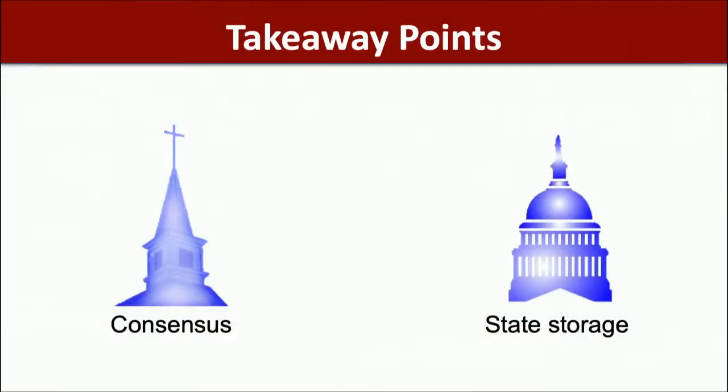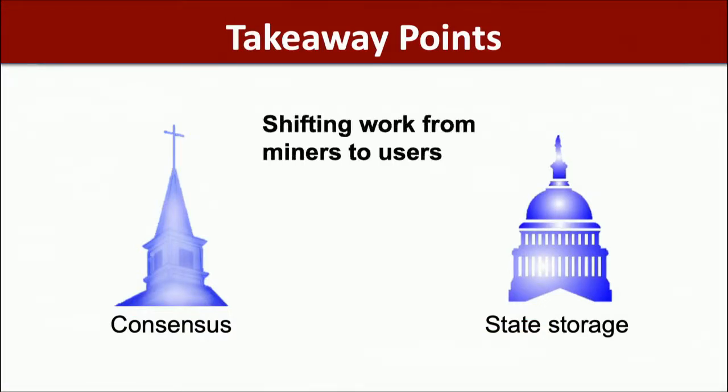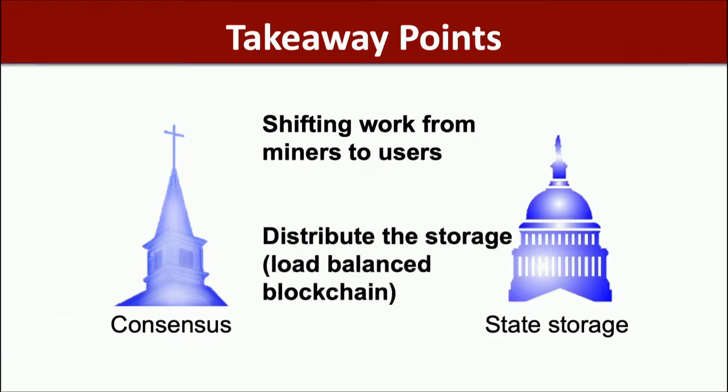But it's a trade-off. The takeaway point for the blockchain system is that I can shift work away from the consensus to the users, and in fact the users can split up storing the state in different ways. It isn't that every user now has to store the entire state. A user can just store the part of the state that they care about, or they can outsource the work to some other parties, and in general you can load balance the storage much better with this separation of consensus and state.